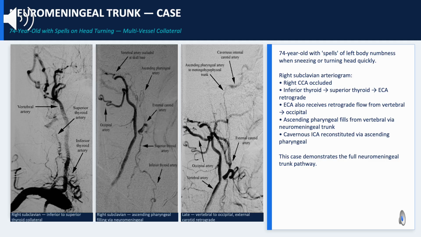The neuromeningeal trunk pathway documented here is the anatomic substrate for the classic symptom of burning posterior throat pain during vertebral angiography. Contrast reaching the ascending pharyngeal territory via this anastomosis stimulates pharyngeal sensory branches.